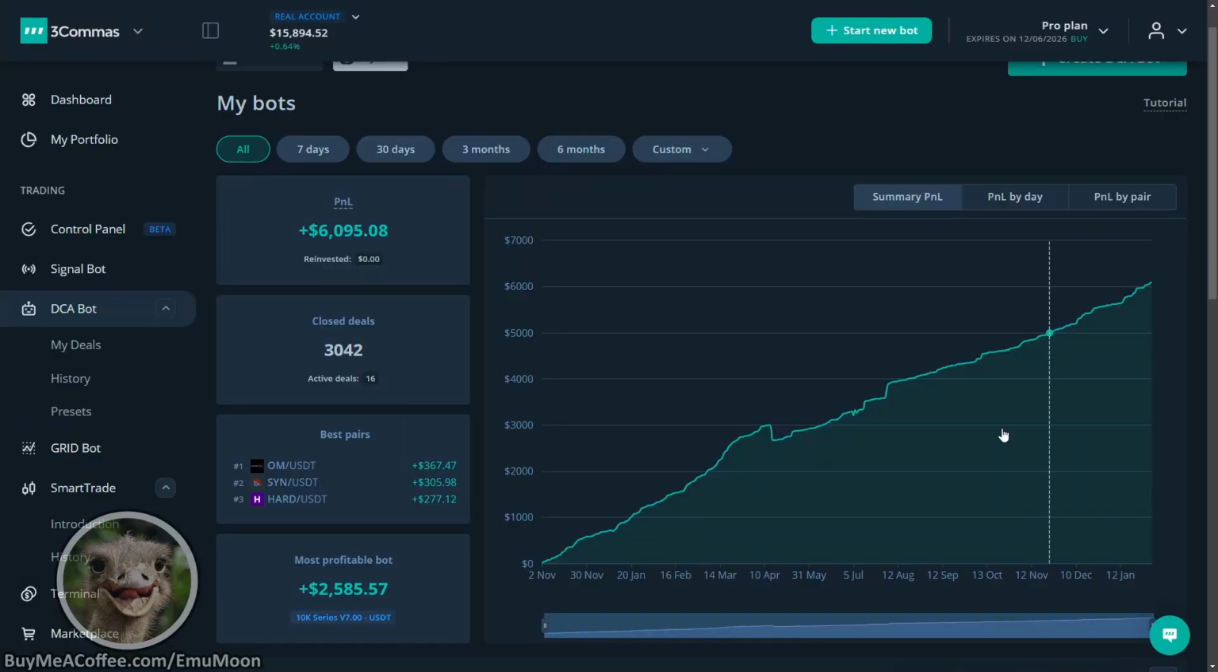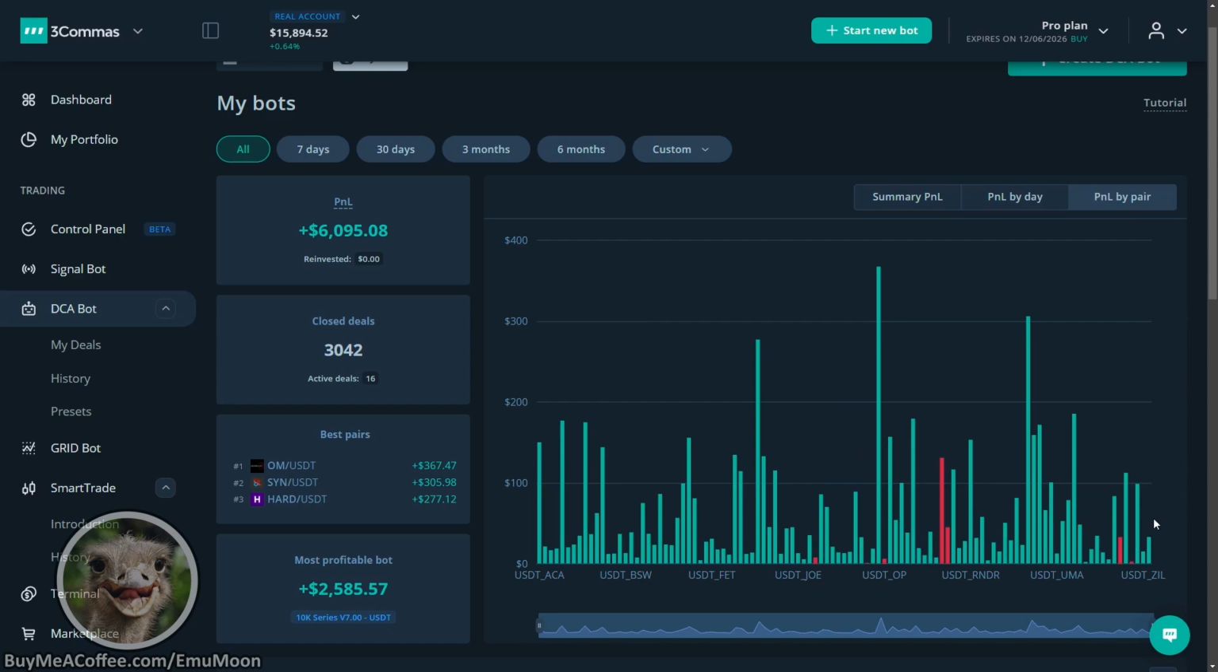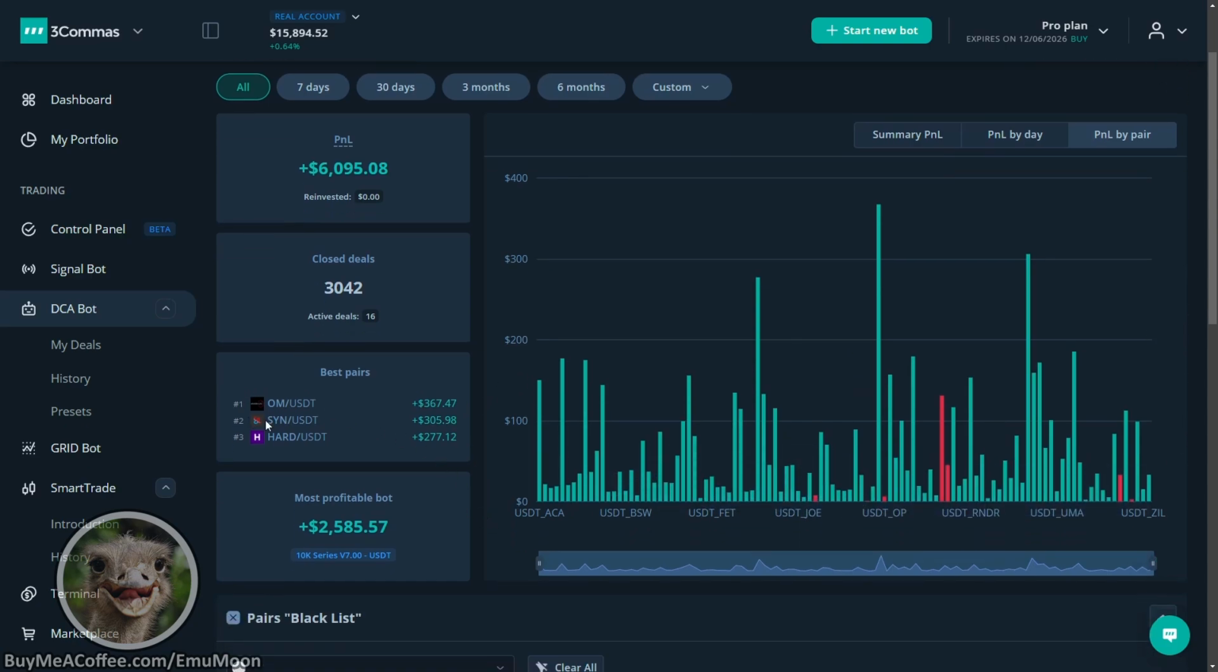So if we open up and look at the results, you can see that we've got a fairly steady rise on our chart day by day. We can look at our profit and loss per day. And if we look at profits by pair, we can see some of the outstanding coins and the more average coins down here. You can see here that our most profitable coins have been OM, SYN, and HARD.